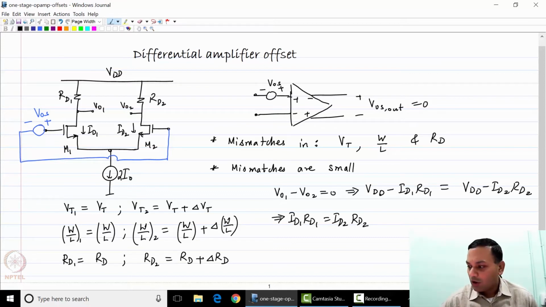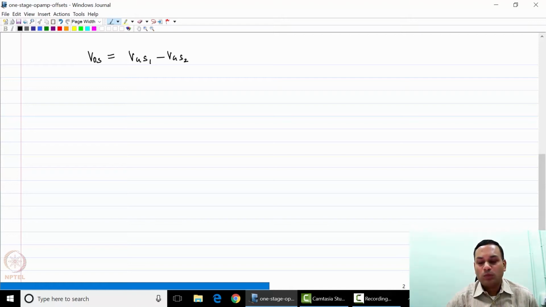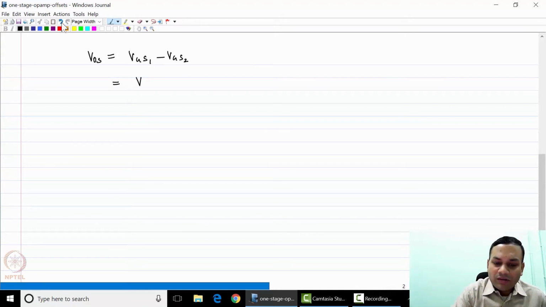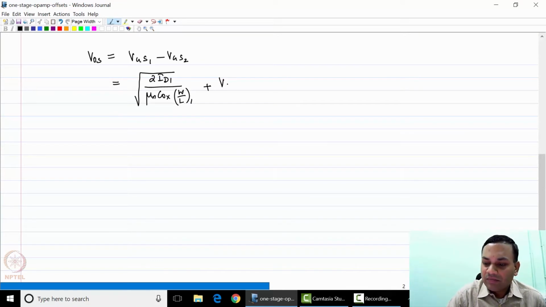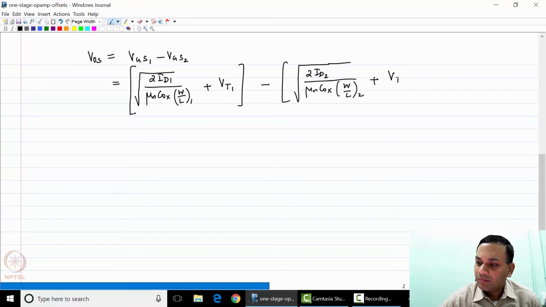So this is another fallout of the definition of offset. Now let us write down the expressions for offset. So clearly, if you go through the circuit, VOS should be equal to VGS1 minus VGS2, and this is clearly equal to root of 2ID1 over mu n Cox W over L1, plus VT1, minus root of 2ID2 over mu n Cox W over L2, plus VT2.